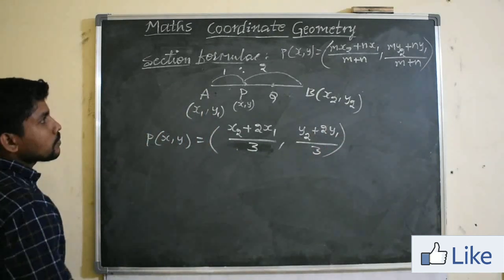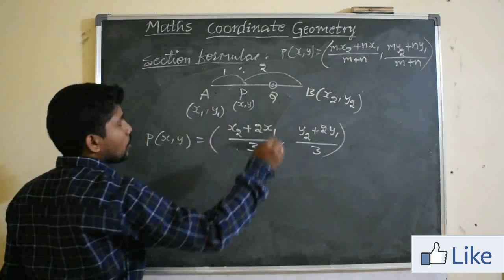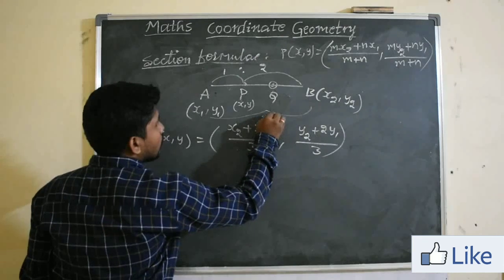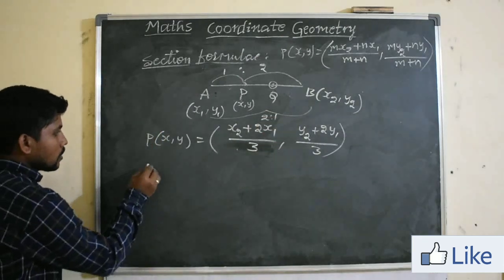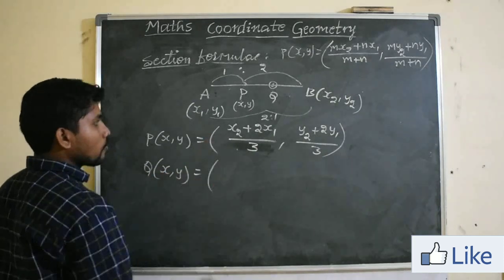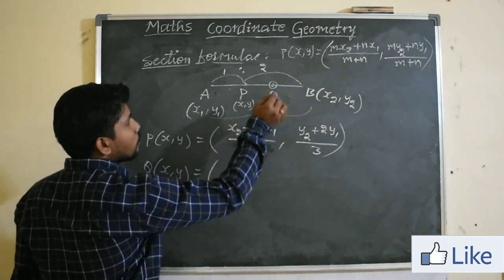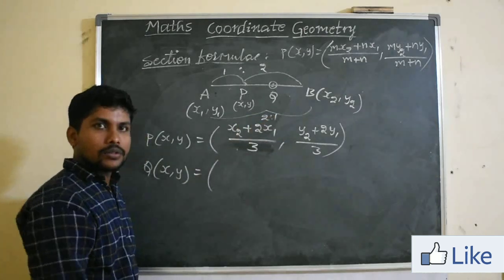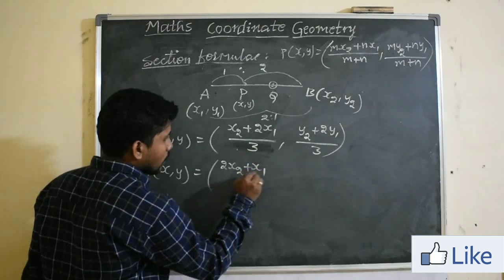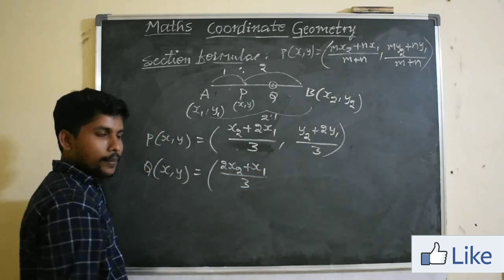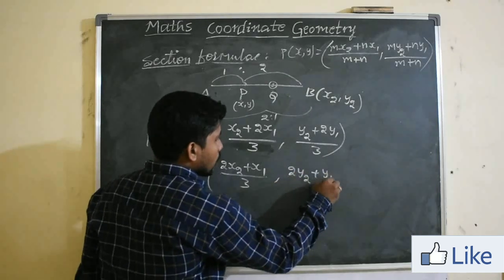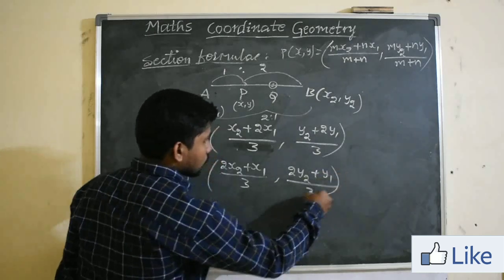Now let us find the coordinates of point Q, which is dividing a line segment in the ratio 2:1. The point coordinates Q, x comma y will be the same formula, but ratio m is to n is 2:1. So 2x2 plus x1 by 2 plus 1 is 3, comma 2y2 plus y1 by 3.